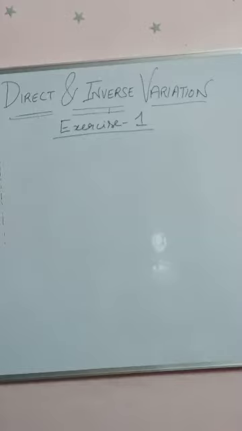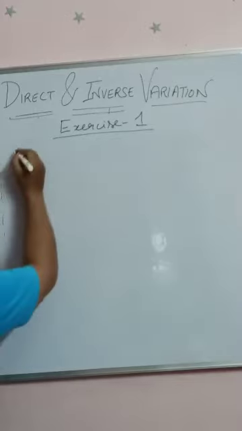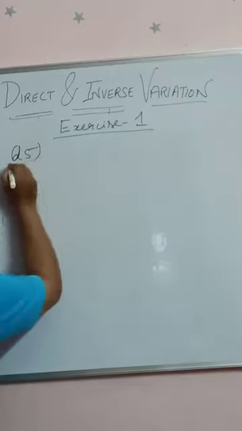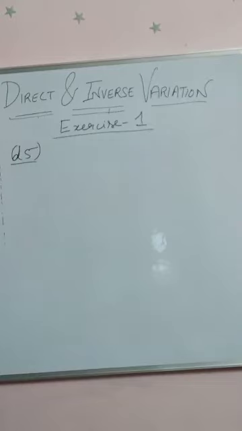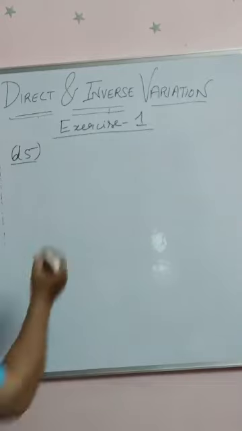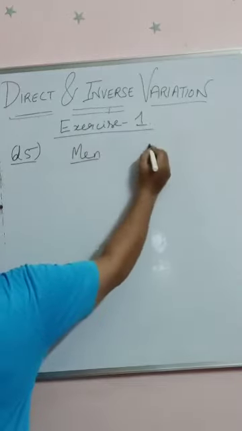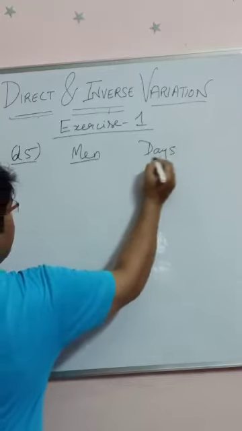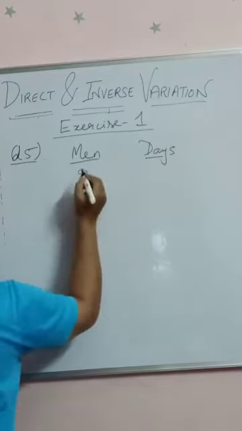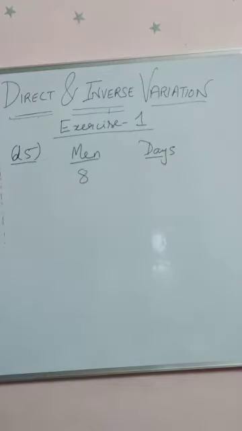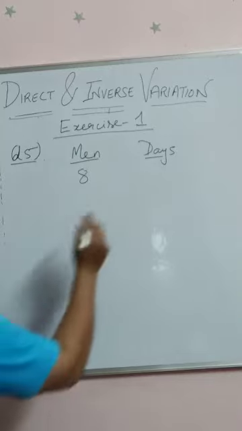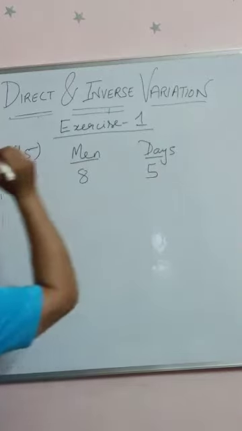So like I said, the next question is question number 5 of the same exercise. Kindly see the question in the book. They are saying, if 8 men can do a job in 5 days. So the two things that we are talking about are the number of men and the time which they are taking, that means the number of days. They are saying 8 men, they take how many days? They take 5 days to do a particular job.